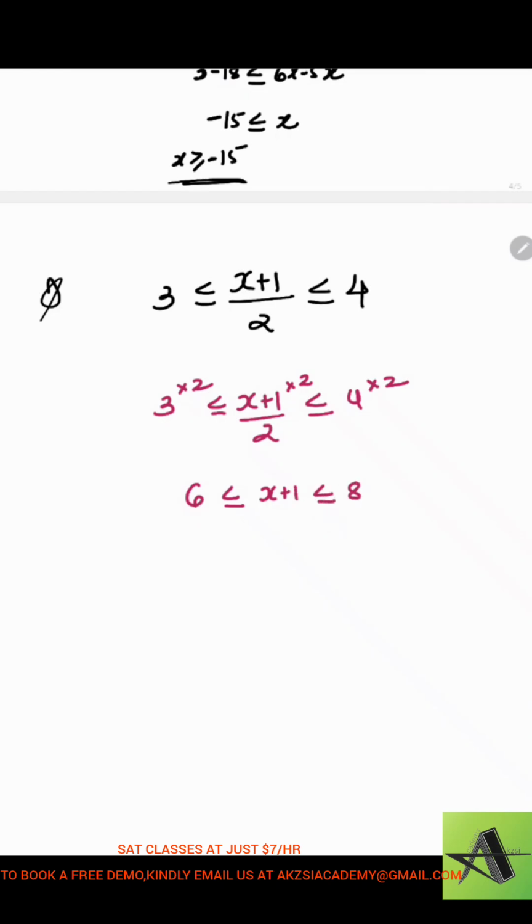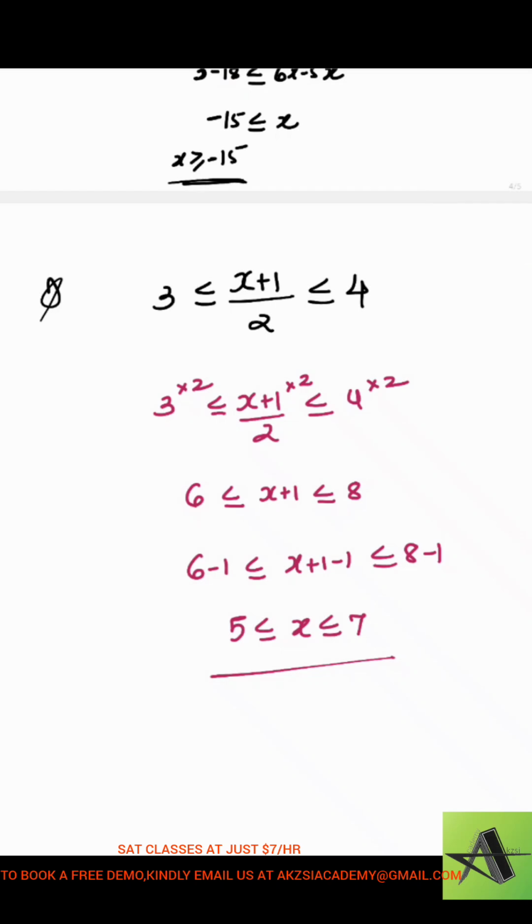Now to isolate x, plus 1 is remaining, so I need to subtract 1 from all the sides. So subtracting 1 and subtracting 1, the final answer is 5 ≤ x ≤ 7. That means x is greater than or equal to 5 but less than or equal to 7.